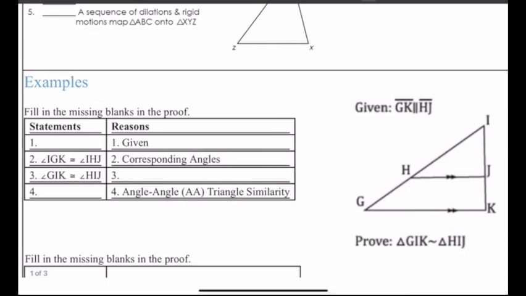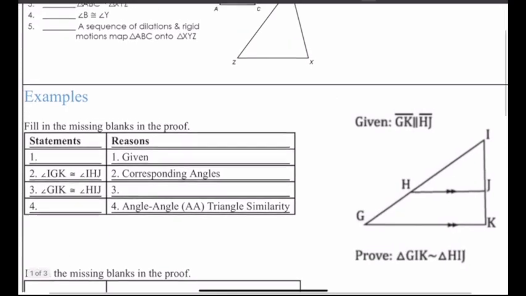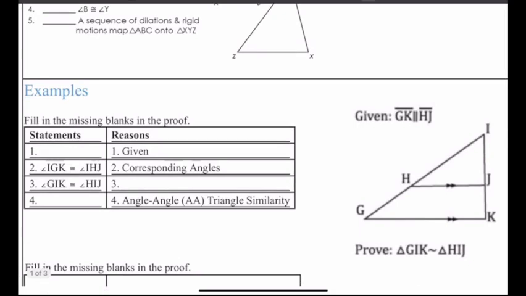Now over here we have a proof, okay? So I've talked about proofs before on this channel, and like I said, they could be a little bit tricky if you're not paying attention, or if it's your first time doing them, but I'm going to go ahead and review. So remember, for your proof, you always start off with the given information, which in this case, we're saying that GK is parallel to HJ.